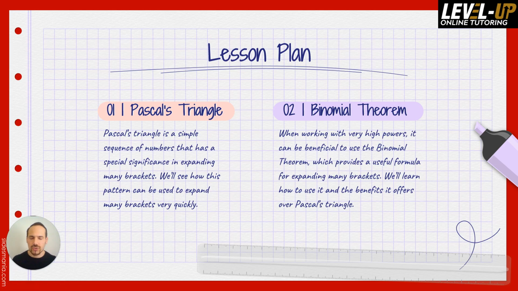First, we're going to look at Pascal's triangle, which is something you'll be using a lot of. It's a pattern of numbers that we can use to expand brackets when we have many brackets multiplying each other, but only under certain circumstances, which we'll see in a minute. And then the binomial theorem is a way of essentially taking this and formalizing it into a formula that is really handy under certain circumstances.